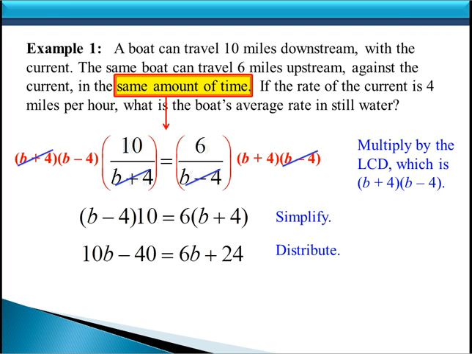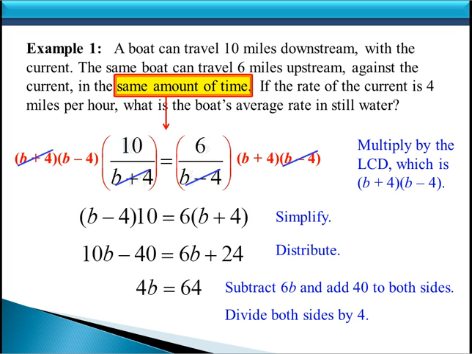So now we have an equation to solve. And what kind of equation is this? Right, it's a linear equation. So to solve a linear equation, we simply need to get the variable terms to one side, constants to the other, and then divide. So if we subtract 6b from both sides and also add 40 to both sides, you should end up with 4b equals 64. Then we divide both sides by 4, and we obtain our solution, which is b equals 16. So now we're ready to answer the question, which is that the boat's rate in still water is 16 miles per hour.